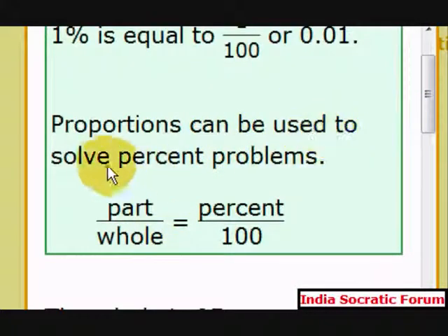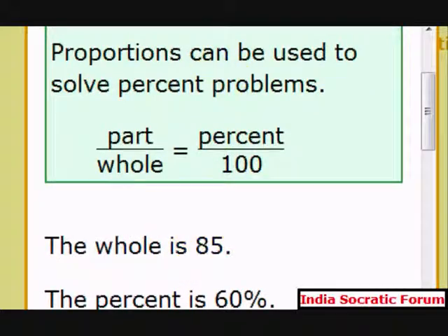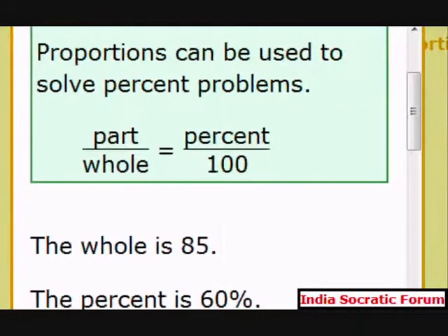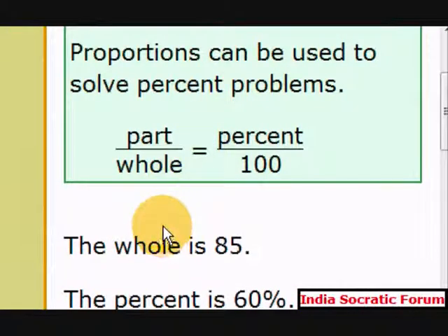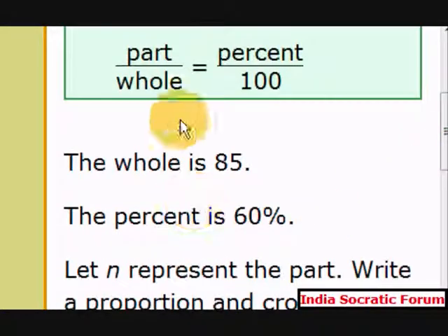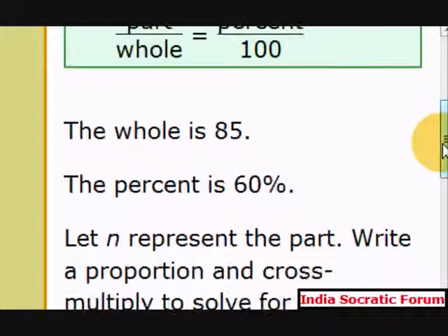Proportions can be used to solve percent problems. Part by whole equals percent by 100. In this sum, the whole is 85, in 60% of 85. What is the proportion we are finding, right? The whole is 85. The percent is 60%. Part by whole equals percent by 100.